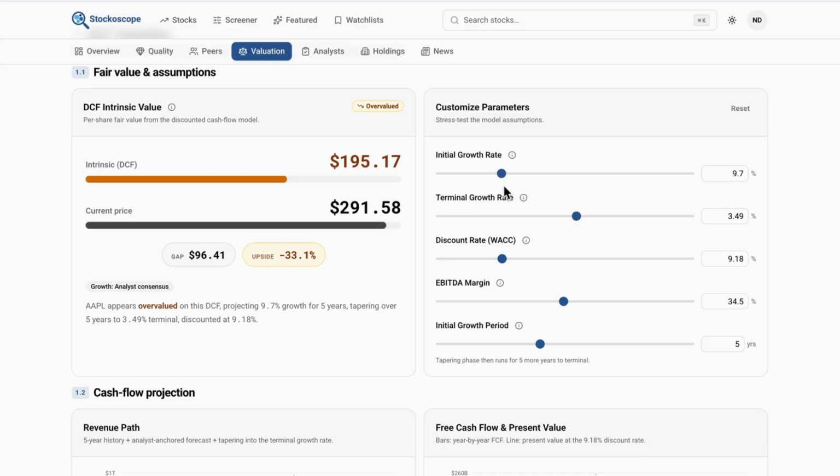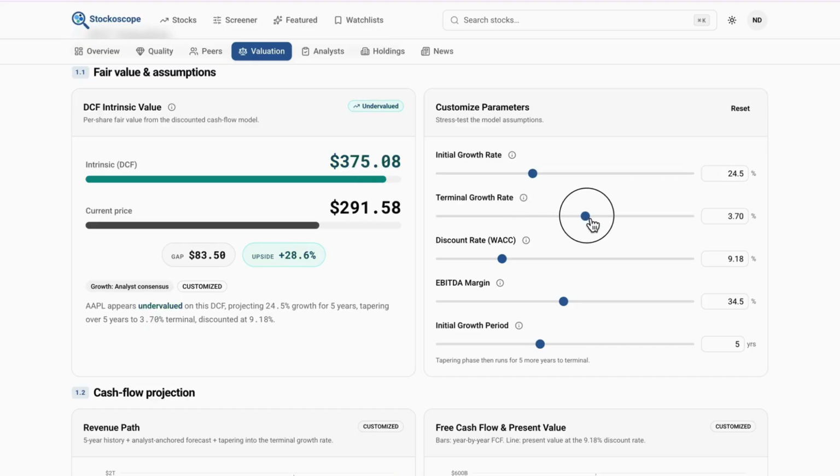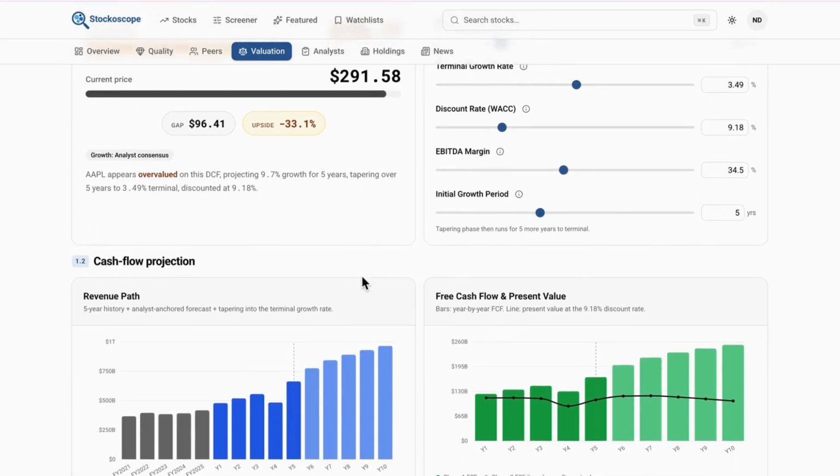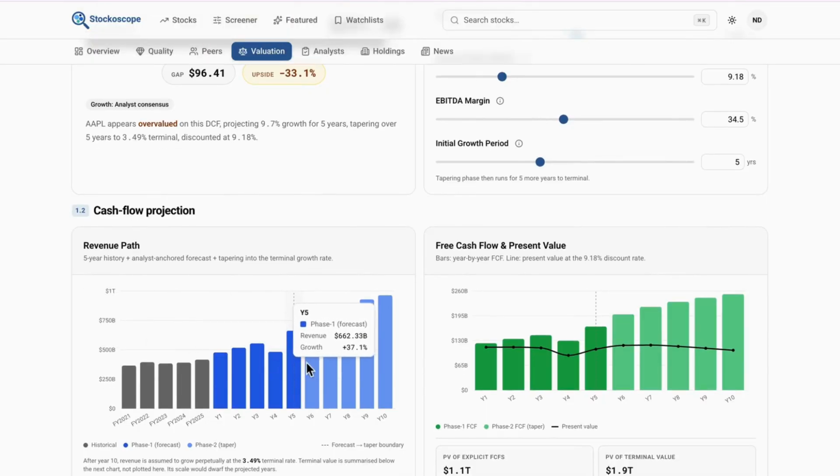Move the initial growth rate to model optimistic or conservative scenarios. Tune the terminal growth rate or change the discount rate to reflect your required return, and the fair value updates live as you drag each slider. The cash flow projection section charts the story behind that number, the projected revenue path year by year, and the free cash flows the company is expected to generate alongside their present values, discounted back to today.